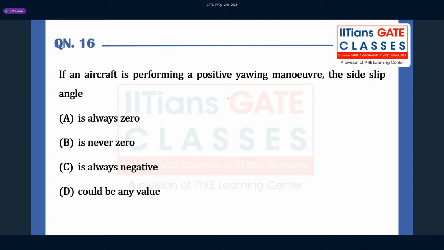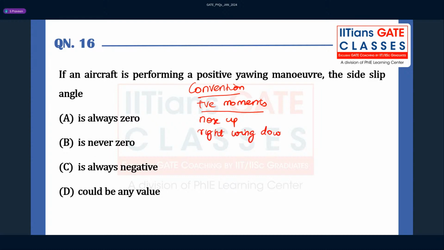Right. So first we have to recall the convention. So the convention is, these are all the positive moments. Nose up is a positive moment, right wing down is a positive moment, and right wing back is a positive moment. And these are all the negative moments.